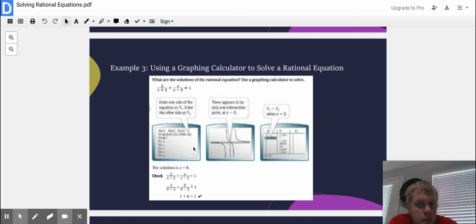So when I go back and I plug that into my equation right here, remember, I'm going back to my original equation. Wherever I see an x, I'm going to plug in 0. When I simplify that, that ends up giving me 1 plus 0 equals 1. And again, 1 plus 0 gives us 1, 1 equals 1, so that checks out, which means our answer here is x equals 0. If it doesn't check out, then that means you have an extraneous solution, and that cannot be one of your answers.